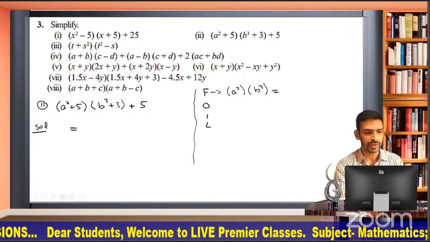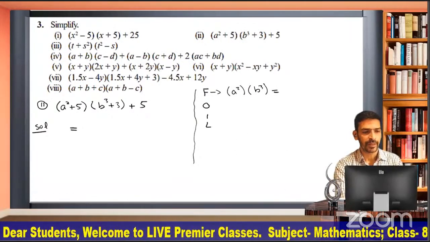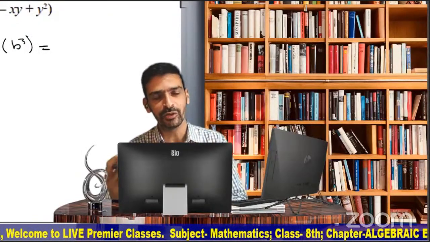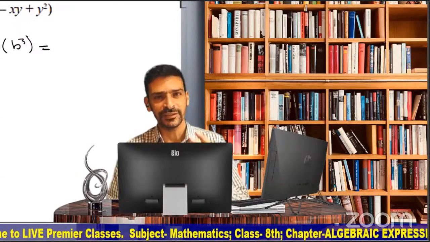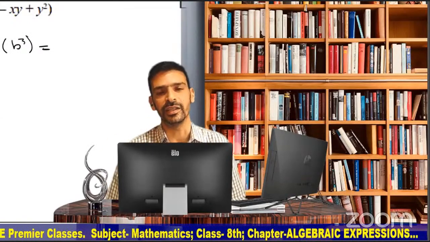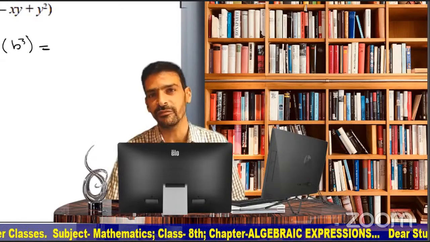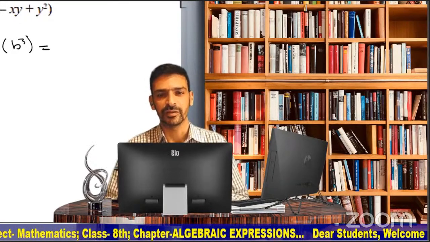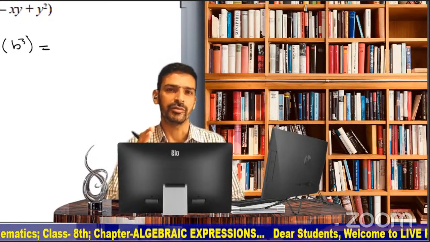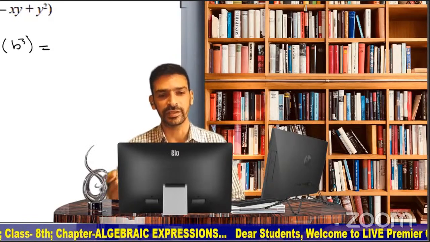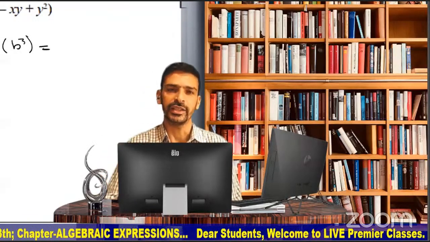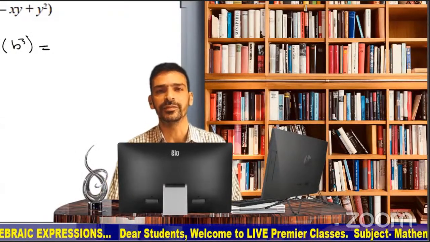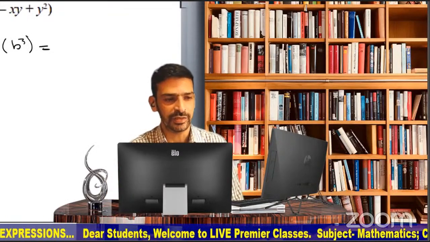Please pay attention to this again. We have to multiply a square, and that too with b cube. A is one quantity and b is another quantity. These are two different kinds of variables. If these were the same, we would add the powers, but it is a square and b cube, and the coefficient of a square is 1 and the coefficient of b cube is 1.